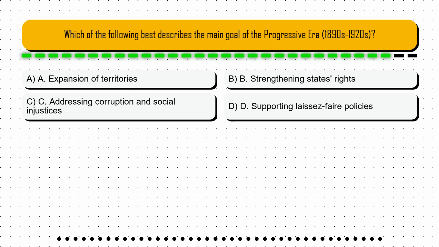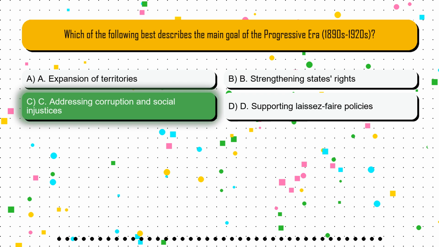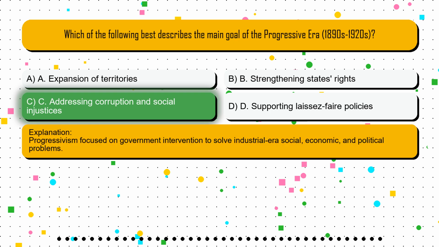Question 6. Which of the following best describes the main goal of the Progressive Era, 1890s to 1920s? Option A. Expansion of territories. Option B. Strengthening states' rights. Option C. Addressing corruption and social injustices. Option D. Supporting laissez-faire policies. The correct answer is option C. Addressing corruption and social injustices. Progressivism focused on government intervention to solve industrial-era social, economic, and political problems.